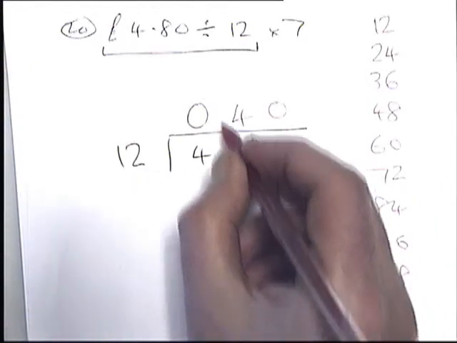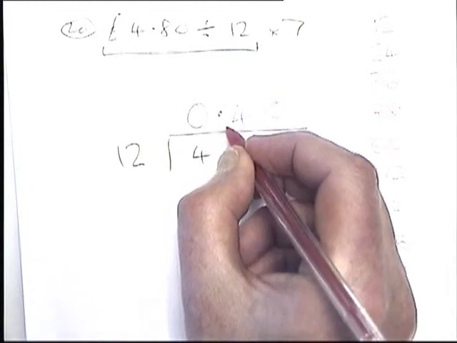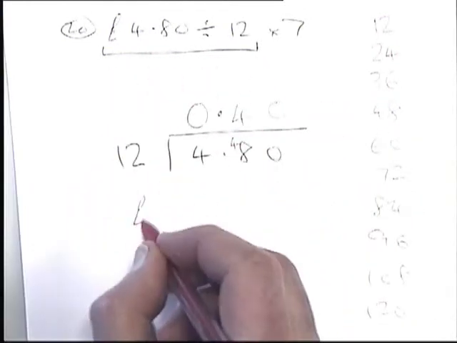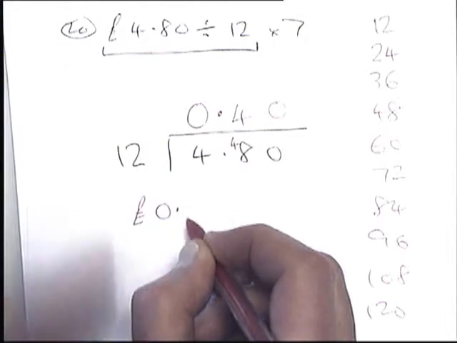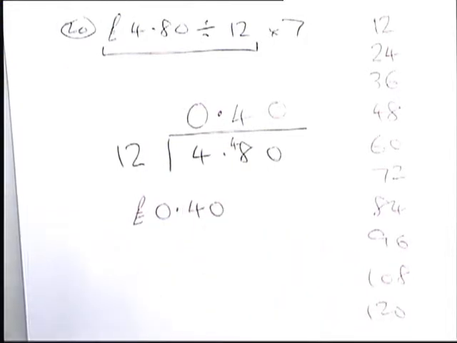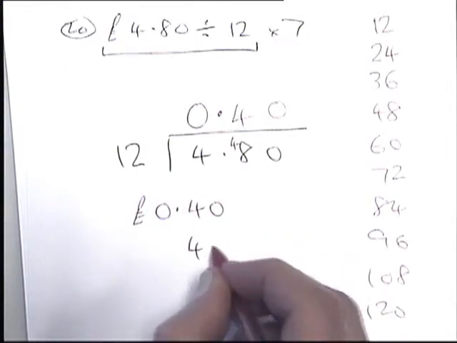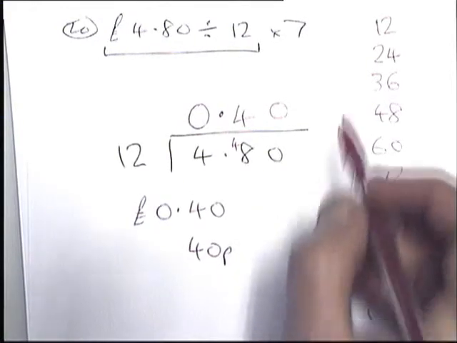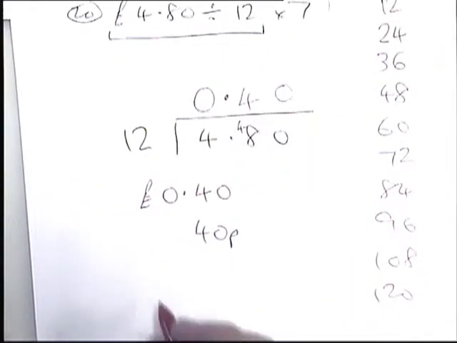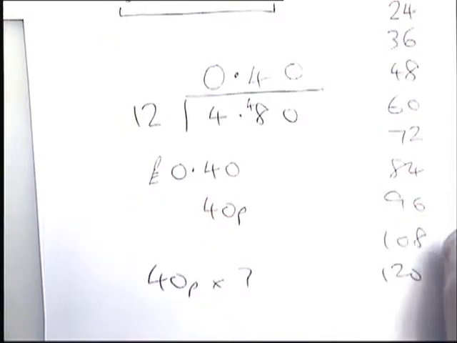I had a decimal point here. I need a decimal point here. So my answer to the first part is in pounds, because that's what it was, 0.40. And that's the same as 40p. So now I've got to do that answer times by 7. I've got to do 40p times by 7.